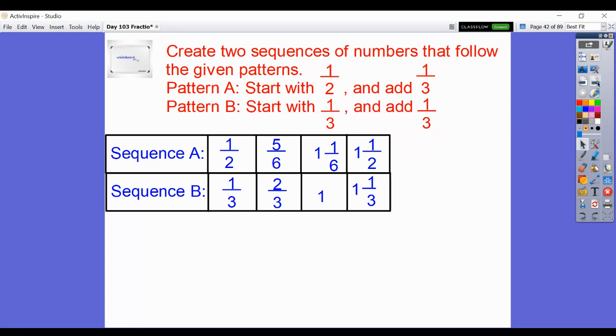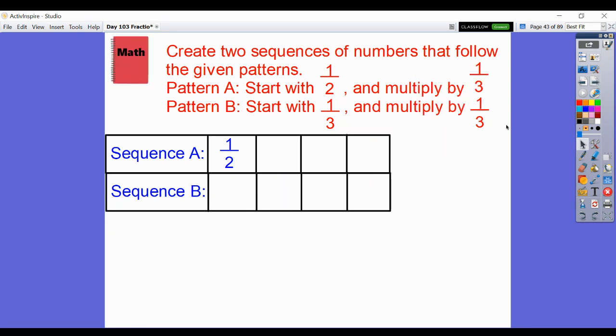All right, let's continue on. You're doing a great job again, as usual, as always. All right, create two sequences of numbers that follow the given patterns. Pattern A, start with 1/2 and multiply by 1/3. Now we're multiplying. Boy, it's real important that we're paying very close attention to the directions as they're given. You can't miss that. Multiply. So 1/2 and multiply by 1/3. And here on pattern B, you start with 1/3 and multiply by 1/3.